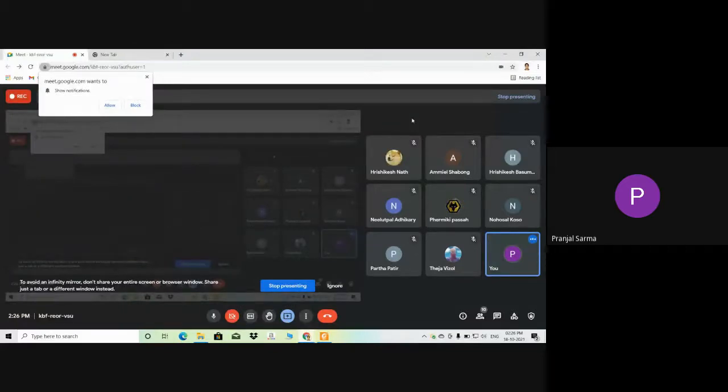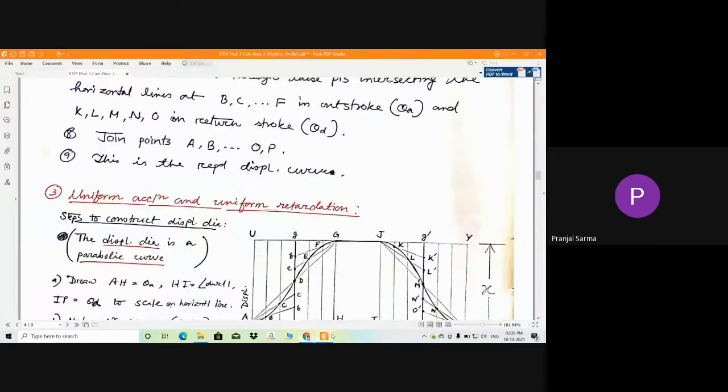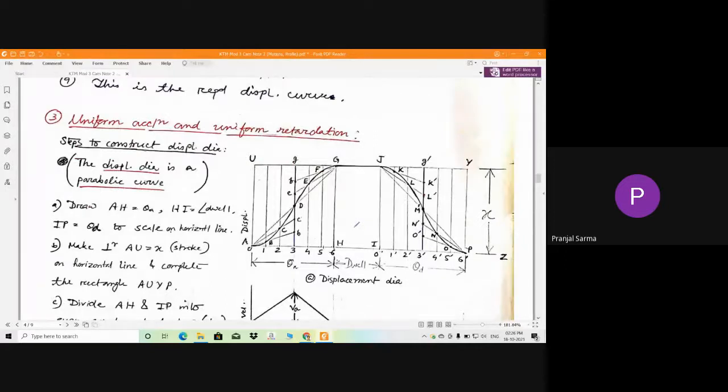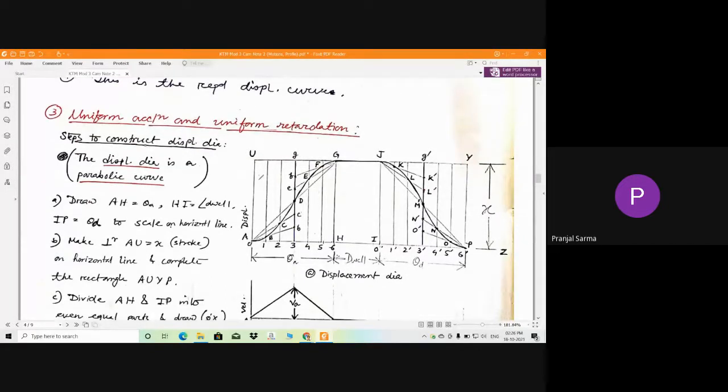Now if you have any questions, just in case, then you can ask. If no, then we will go for the next type of motion, that is uniform acceleration and uniform retardation. Here, uniform acceleration and uniform retardation says that in a single stroke itself we have uniform acceleration and uniform retardation. Half of the stroke is with uniform acceleration, half of the stroke is with uniform retardation.